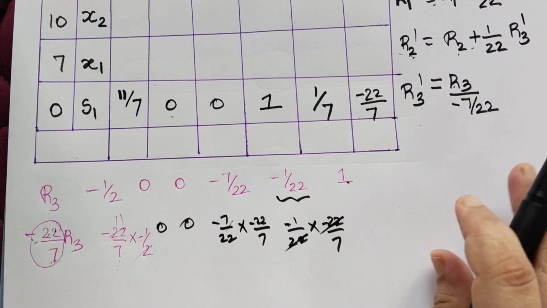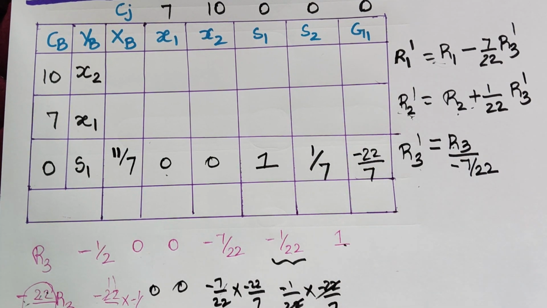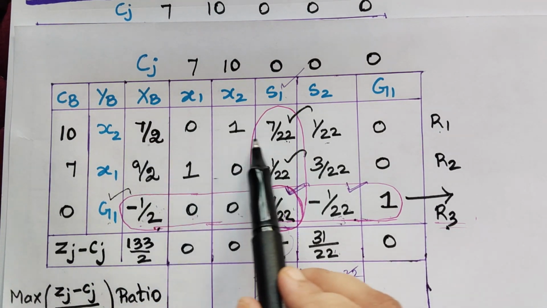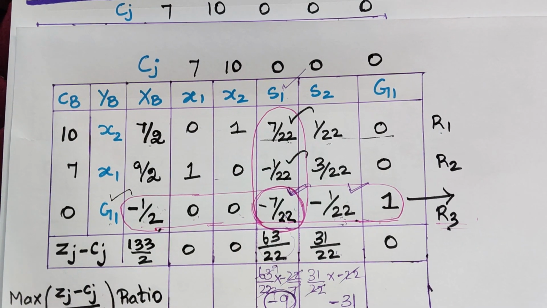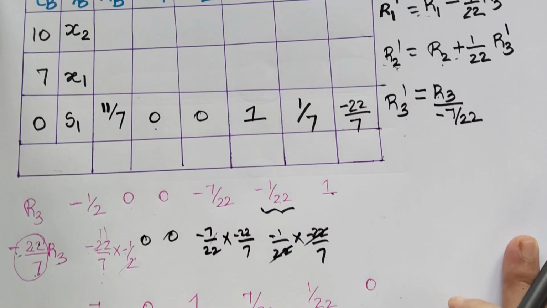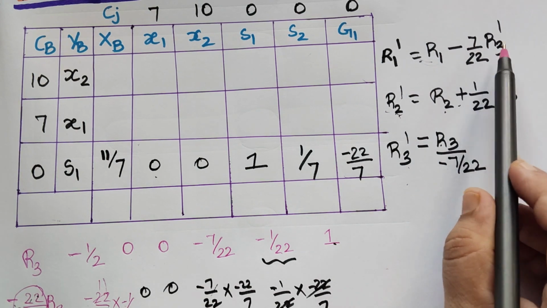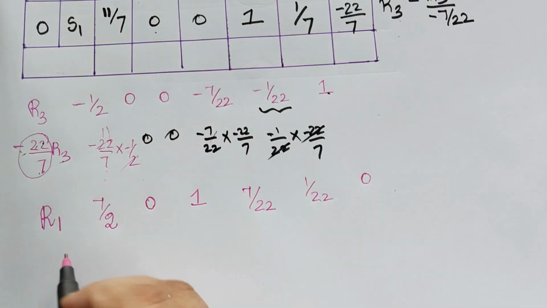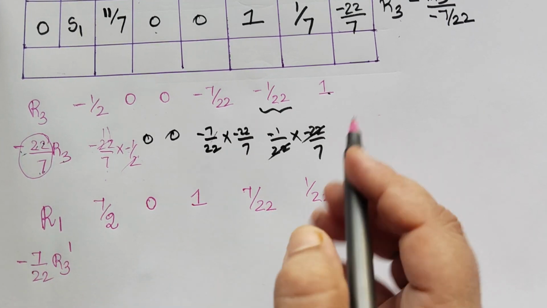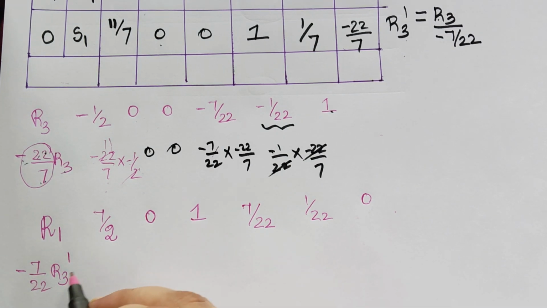Now next we will find row 1 dash. For that, first we will take and write row 1 from the previous table. The previous table we have here, so this is only row 1. We will take these values and write them. So I have written R1 from the previous table. Next what we have to do? We have to find minus 7 by 22 multiplied with R3 dash. Now what is R3 dash? This one.